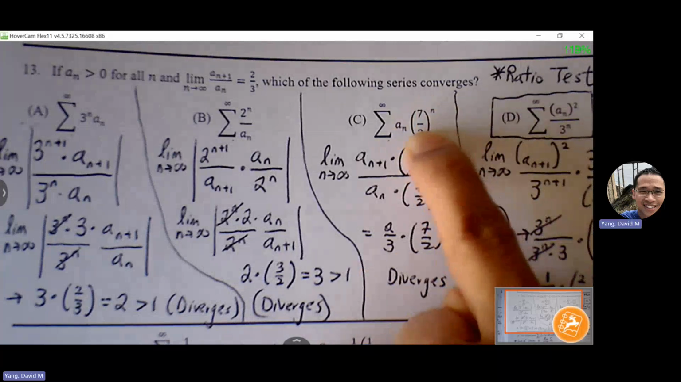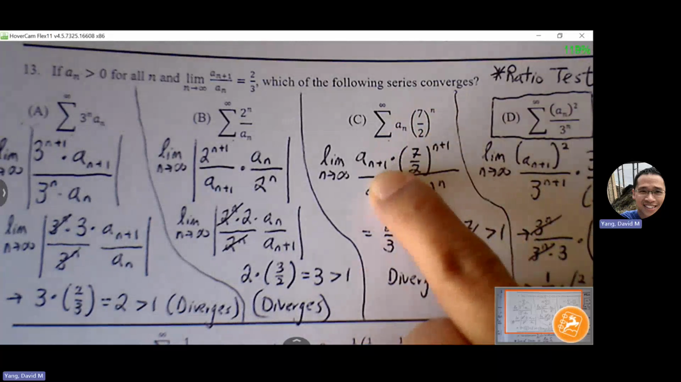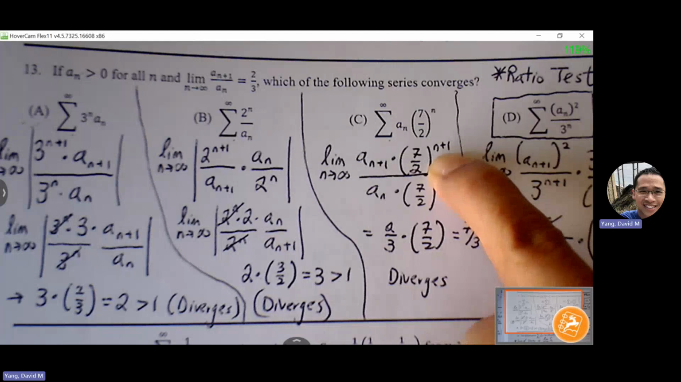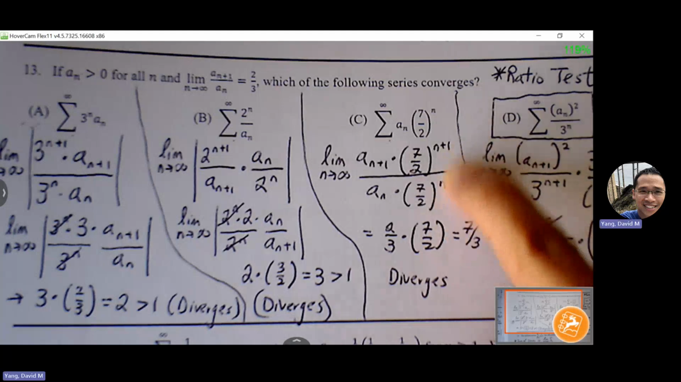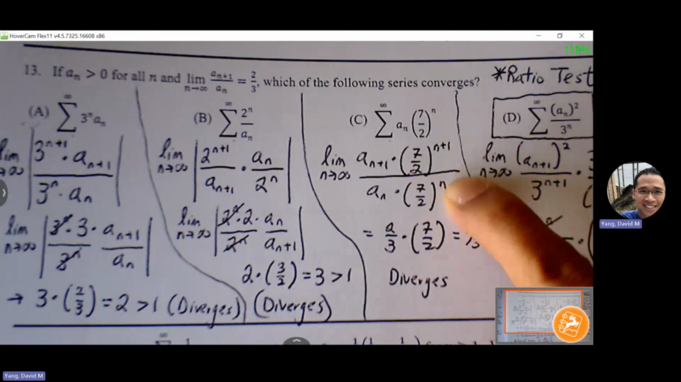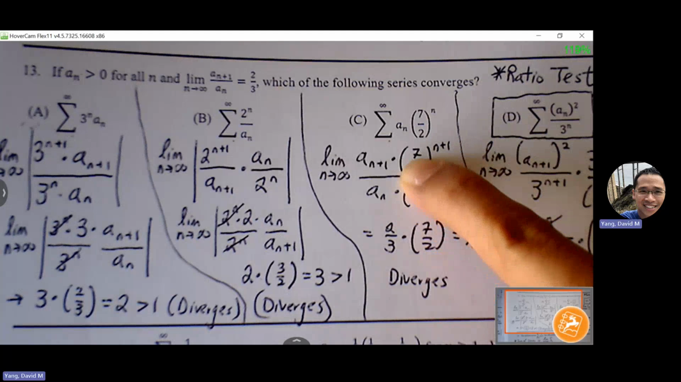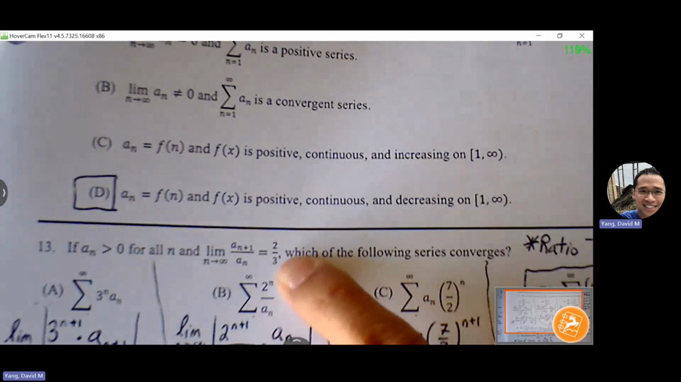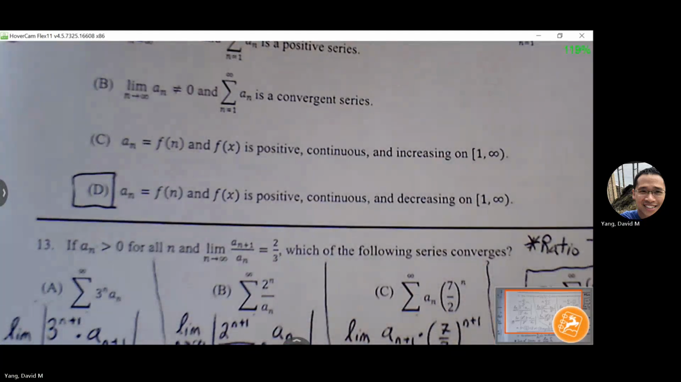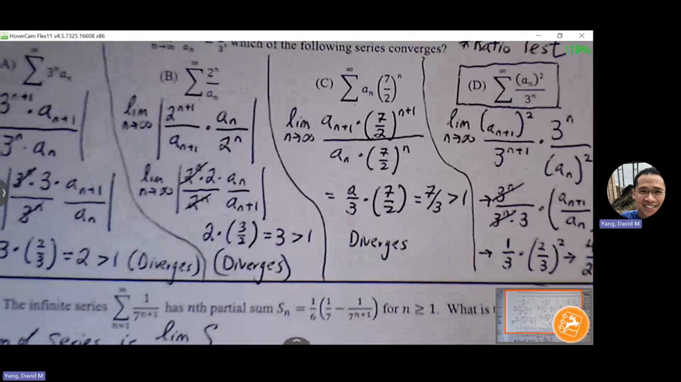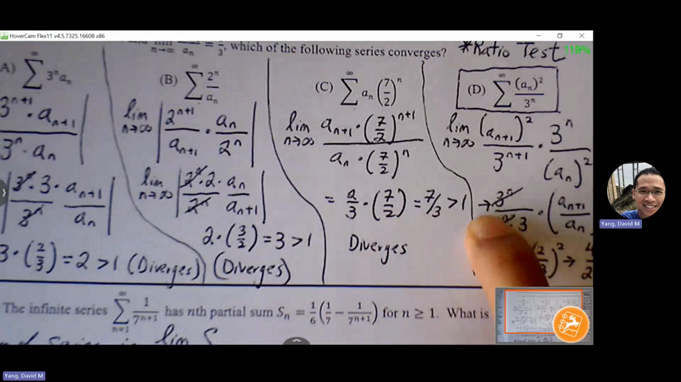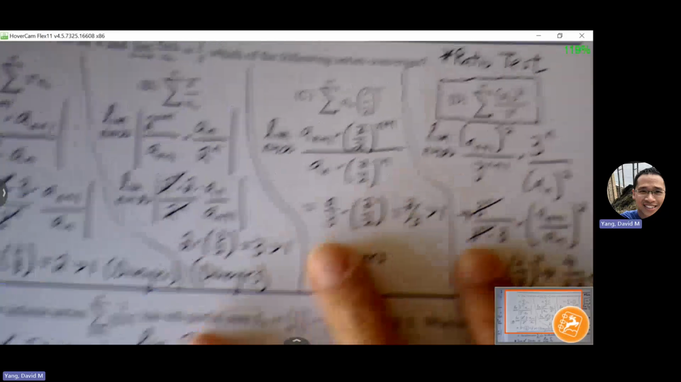This is my a sub nth term. So my a sub n plus first term is just a sub n plus 1 times 7/2 to the n plus 1. Take this divided by my a sub nth term. Clean up as I can, which is 7/2. And then a sub n plus 1 over a sub n. Again, this will be 2/3 because now my a sub n plus 1 is up top. Reduce, I'm still getting a number greater than 1, so this still diverges.